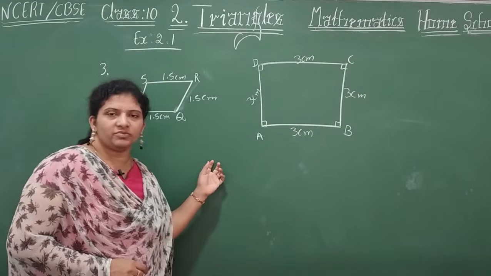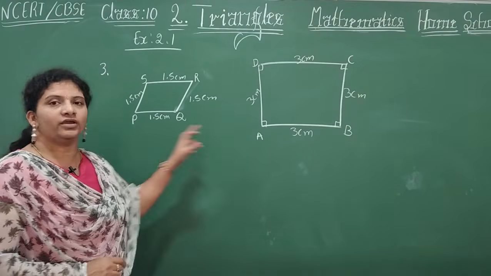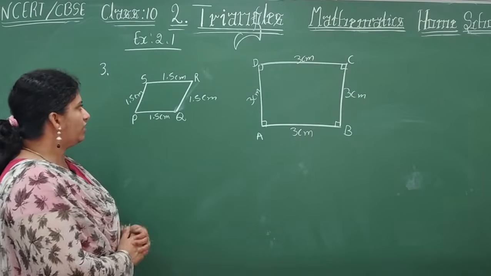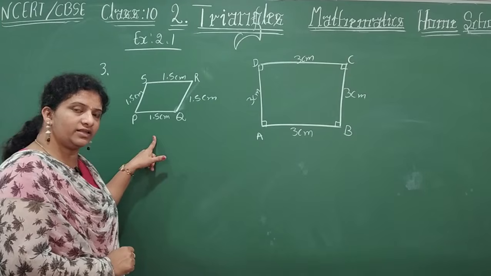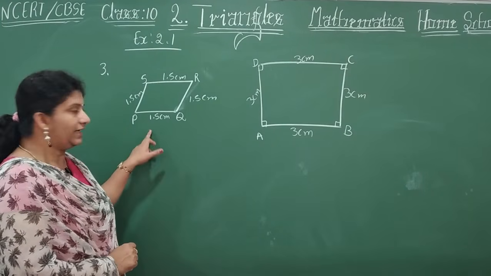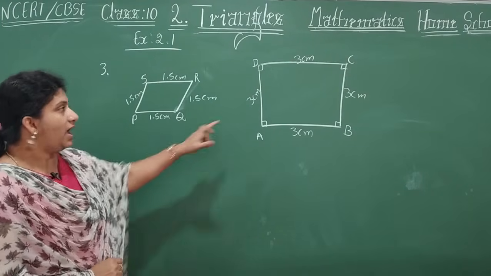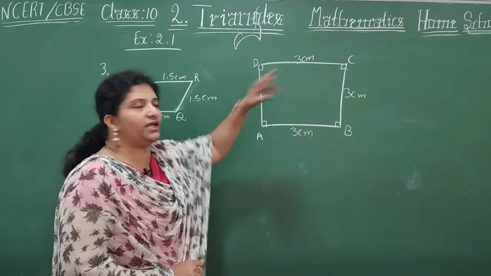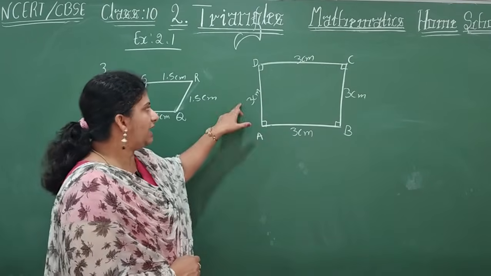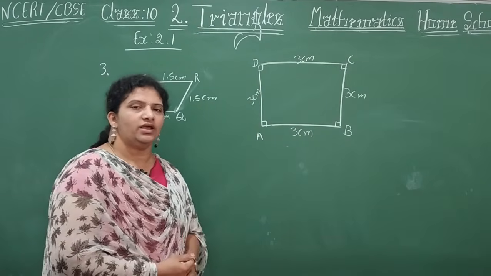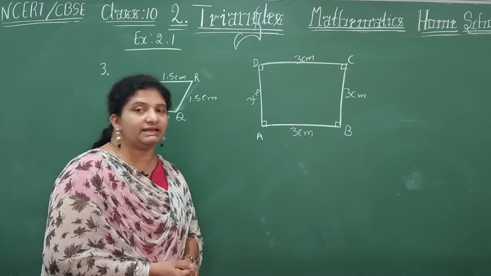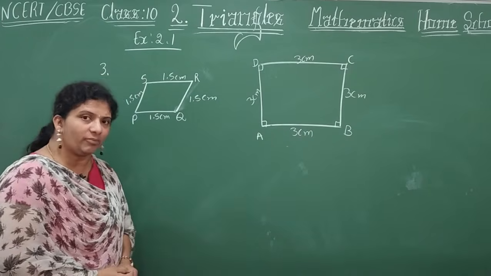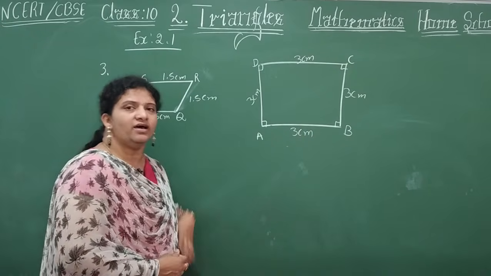The last problem here, children. State whether the following quadrilaterals are similar or not, is your question. Look here. What is this quadrilateral? There is a name for this. It is a parallelogram. And look here. All angles are perpendicular to one another and all sides are equal. Then which type of quadrilateral is it? It is a square.